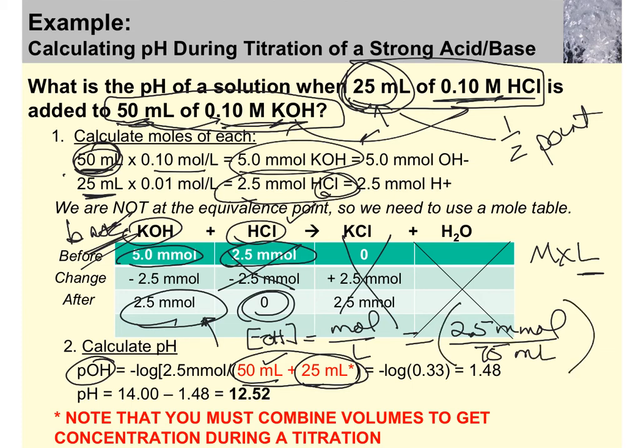So here's the concentration of the KOH left over, and pOH therefore is 1.48. And remember, to find pH from pOH, you just subtract the pOH from 14. And we would expect this to be basic, right? We're starting with a very basic solution of KOH, and we're starting to neutralize it, but we haven't totally neutralized it. So keep your common sense in all this. You expect it to be basic.